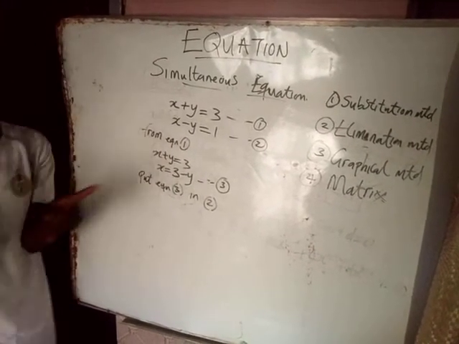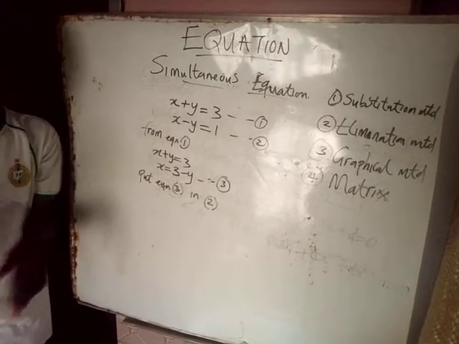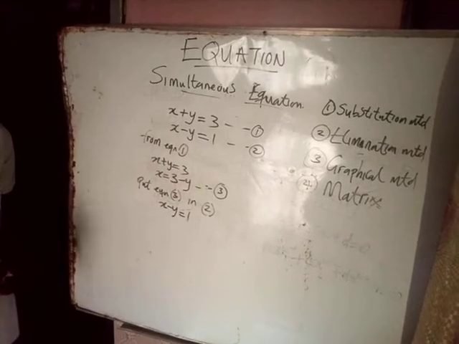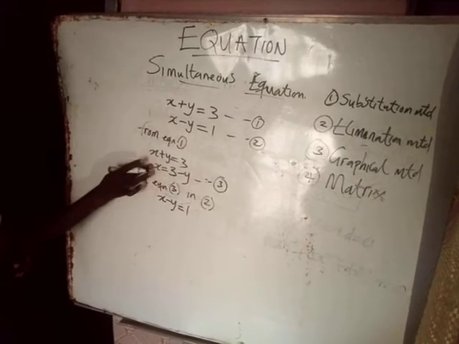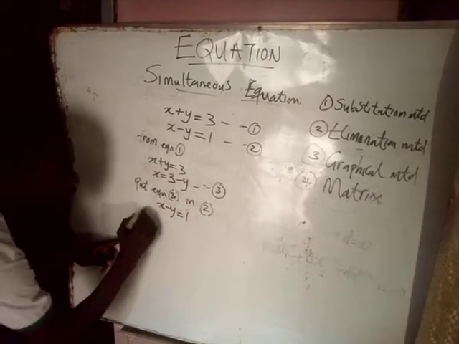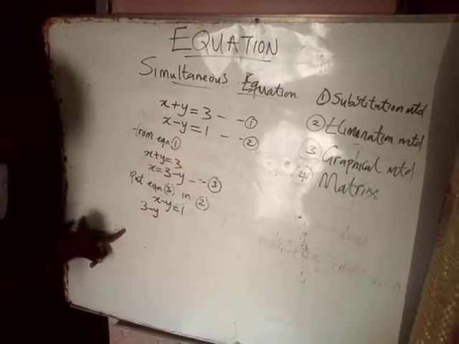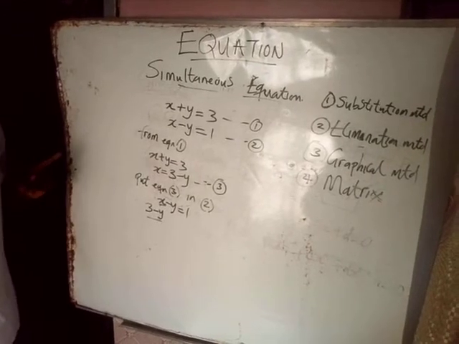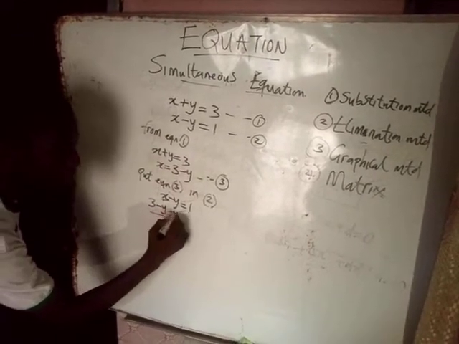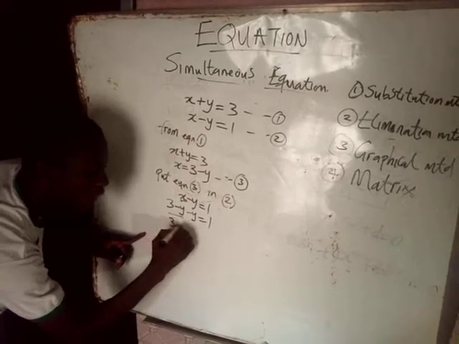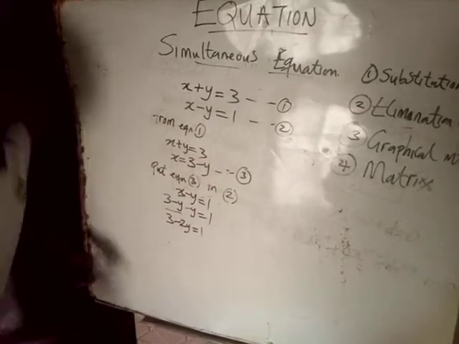Now you put that equation 3 in equation 2. Is it clear? So what is our equation 2? x minus y equals to 1. What is our x here? 3 minus y. So instead of putting x here, what will you put? 3 minus y. The whole of this x is equal to 3 minus y. Then you put your normal minus y that is here: minus y equals to 1. 3 minus y minus y is minus 2y, so 3 minus 2y is equals to 1.